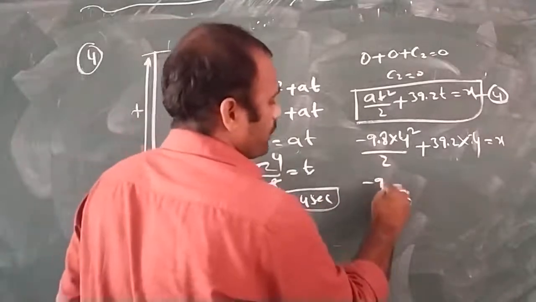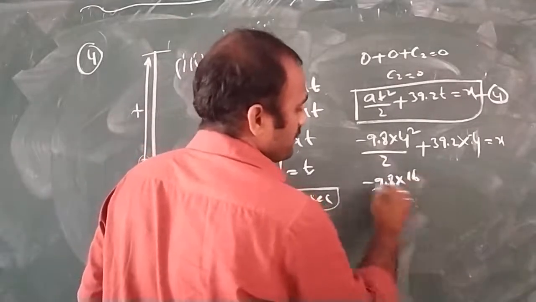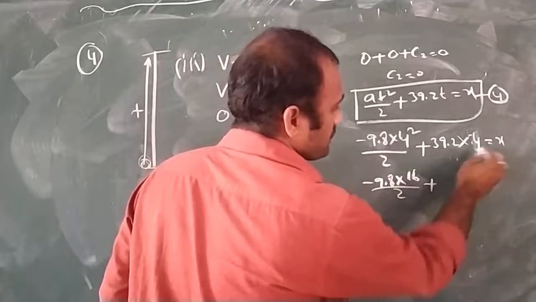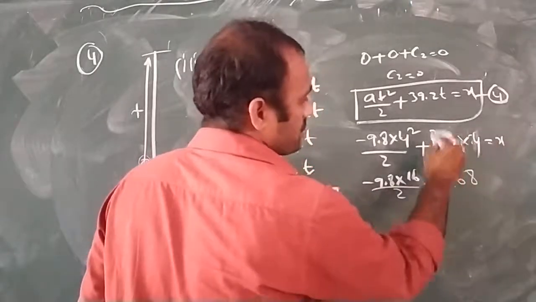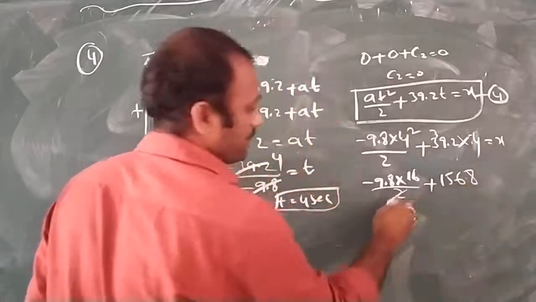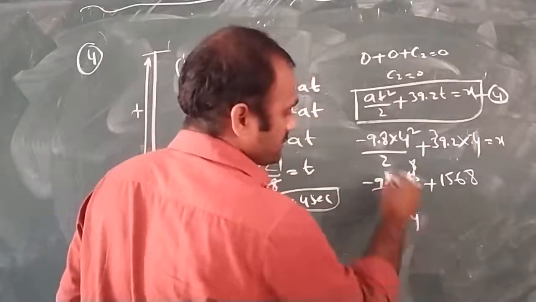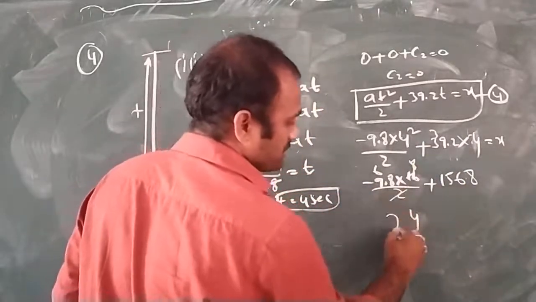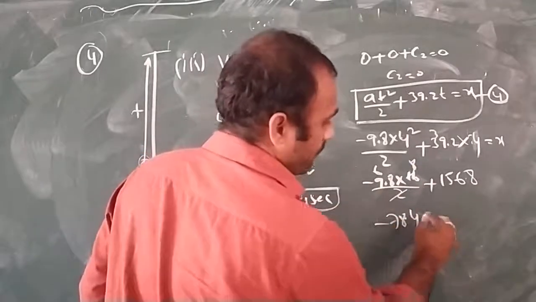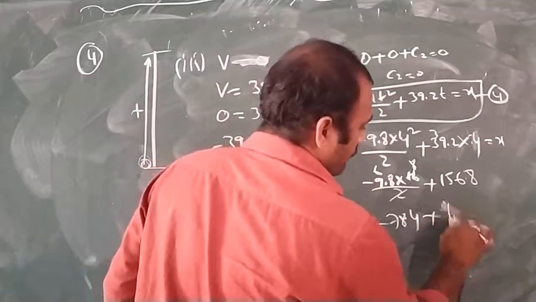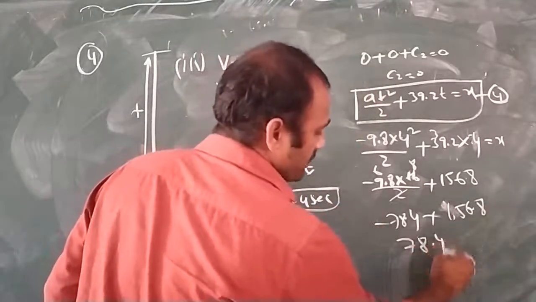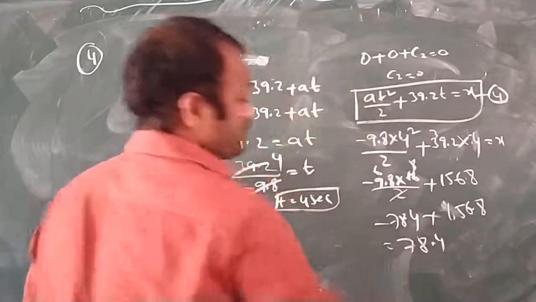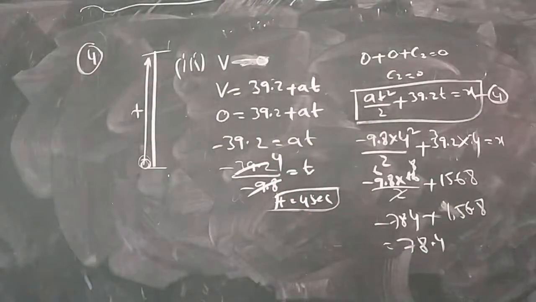So 9.8 into 16 divided by 2, plus 39.2 into 4. 2 fours are 8, 9 fours are 36, 4 is 12 plus 3 is 15, giving 156.8. Here, 8 eights are 64, 8 nines are 72 plus 6, so 78.4. So the answer will be plus 78.4. So the distance is 78.4 meters.